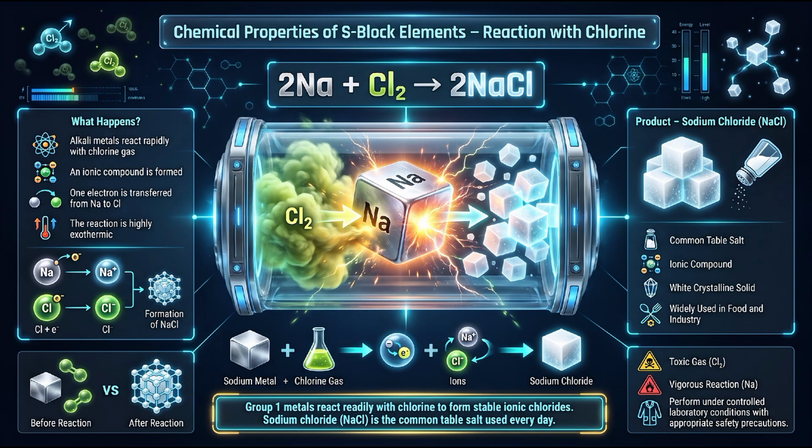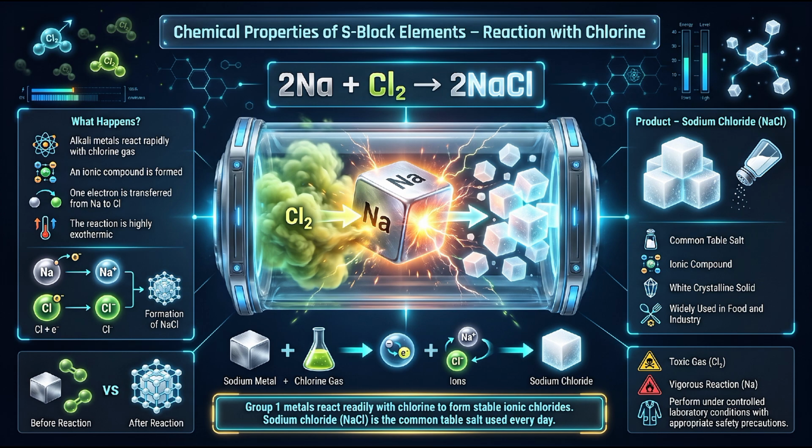The image shows the reaction between sodium metal and chlorine gas. The balanced chemical equation is 2Na + Cl2 → 2NaCl. This equation shows that two sodium atoms react with one chlorine molecule to produce two formula units of sodium chloride. Since chlorine exists naturally as a diatomic molecule, two sodium atoms are needed so that each chlorine atom receives one electron. To understand this reaction properly, we must first examine the electronic configurations of the two elements.